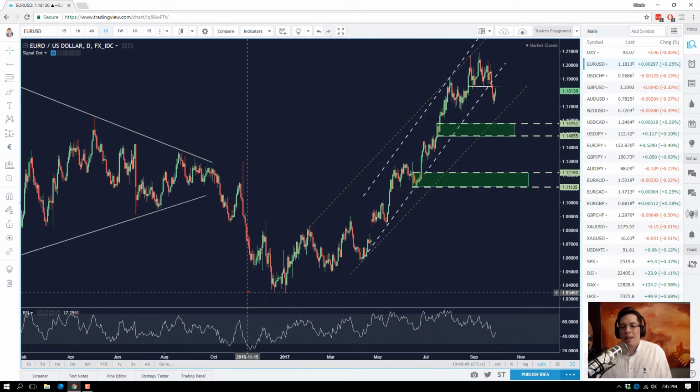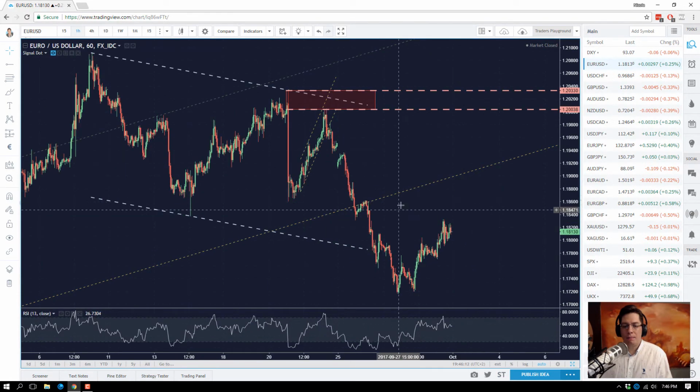However I count this, I can't count the complete cycle. So I'm still thinking that we are missing an additional new high before we see a larger correction as the larger ABC, and we complete this cycle from the start of the year.